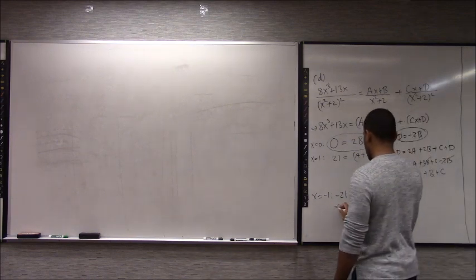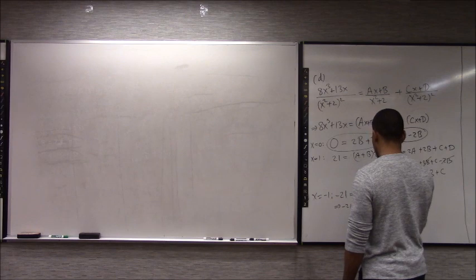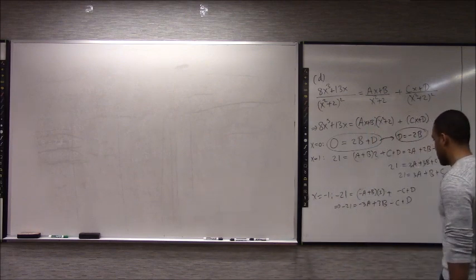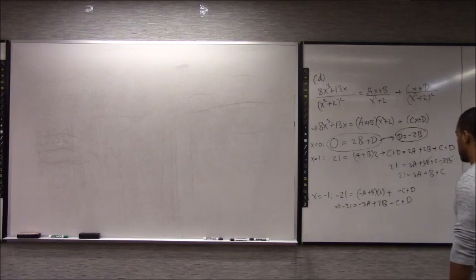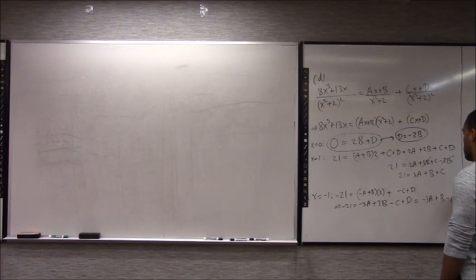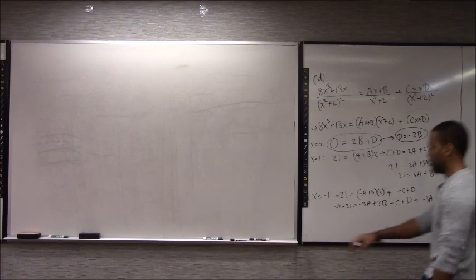So this is going to be minus 21 equals minus 3a plus 3b minus c plus d. And you could again replace d with minus 2b here. Right, and so that would be minus 3a plus b minus c.